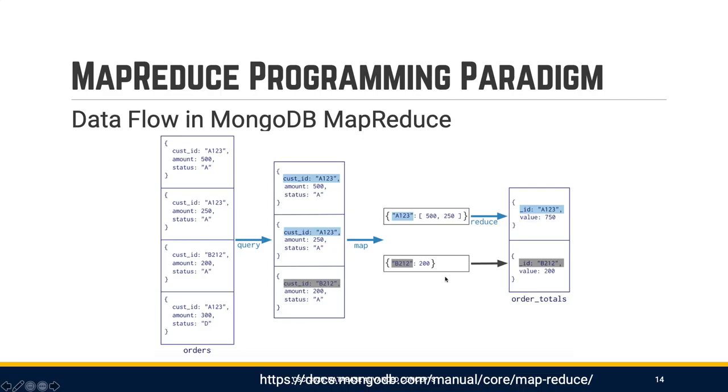The reduction is actually to do the aggregation. So now we're just summing that together and we're producing an output document that has the value of 750, which is the sum here, and has a value of 200, which is the sum here.